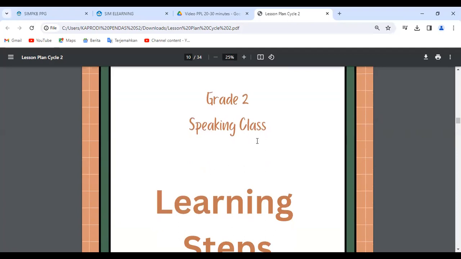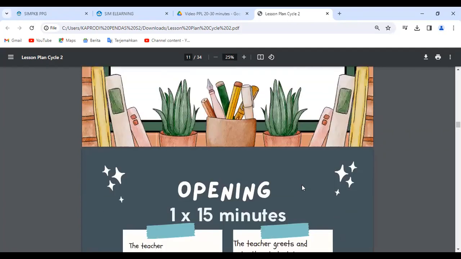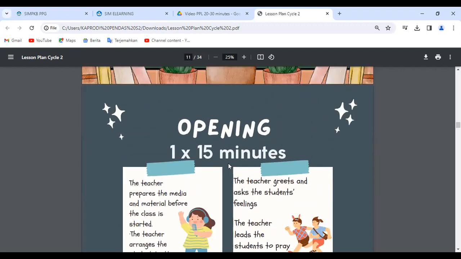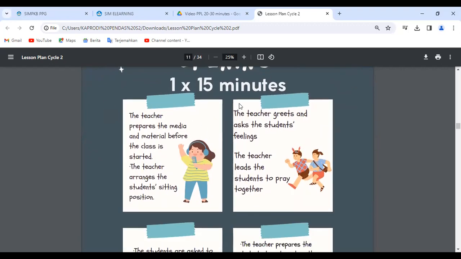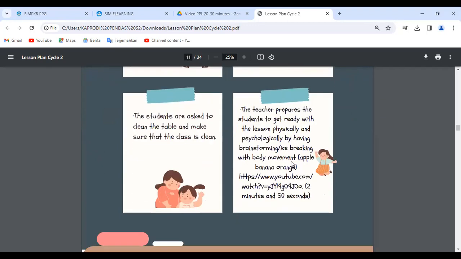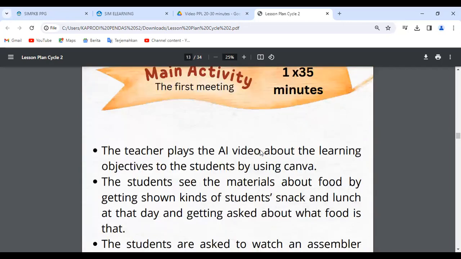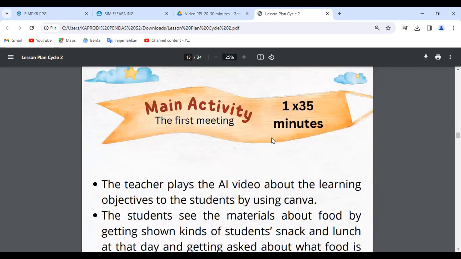And then for the grade 2 speaking class, this is the learning steps, or the learning activities. Starting with the opening, we can see here 15 minutes to prepare the students so they are ready to join the session. And the next one, we can see the main activity for the first meeting. It consists of 35 minutes.